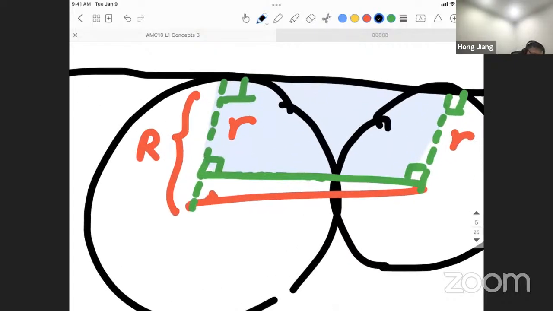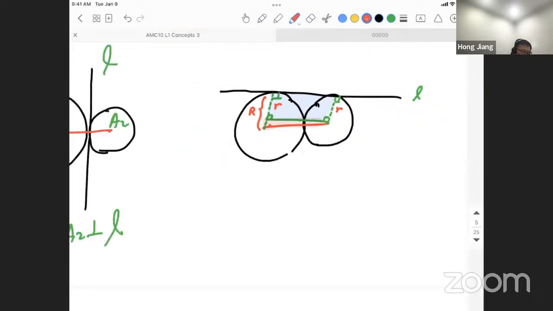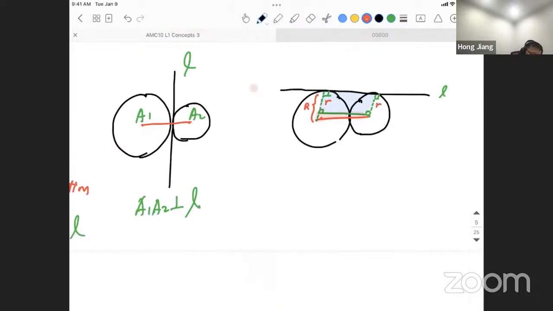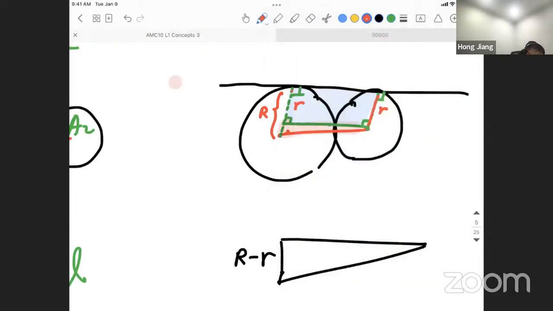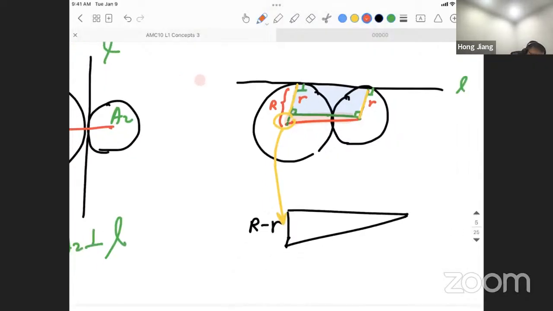So let's focus on this black triangle. Maybe I'll change it to red to make it more conspicuous. I'm going to drag it out, okay? Okay, so I know this part is big R minus small r, right? Because this is R. This is R. I'm going to change the color to yellow to make it easy. R, R. So this part is big R minus small r. Makes sense, right?